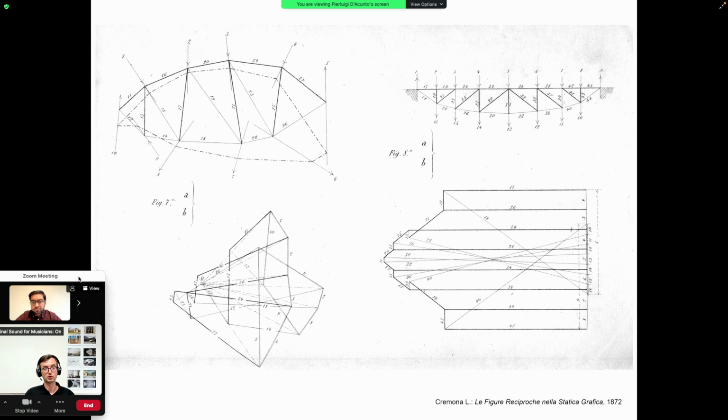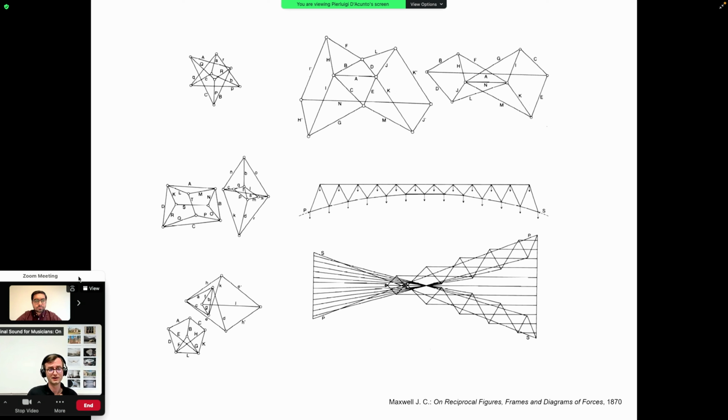mathematical formulation, especially in projective geometry. And this was very much thanks to the contribution of Luigi Cremona from Italy in also 1872, and the very famous scientist James Clerk Maxwell, who both developed a projective geometry-based method in order to generate at once these two form and force diagrams.